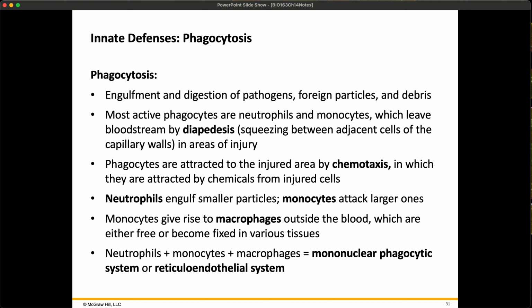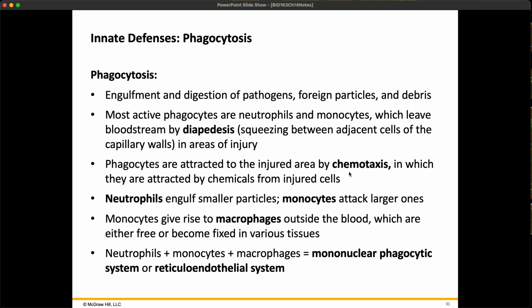And then phagocytosis. This is accomplished by a couple of different types of cells. It's when you're engulfing and digesting pathogens, foreign particles, debris, because little cellular debris can be a way for some pathogens to get nutrients or the resources they need to replicate. And so keeping things clean and tidy makes sure that doesn't happen. The most active of phagocytes are your neutrophils and your monocytes. The monocytes will leave the bloodstream through diapedesis and rest in tissues, and then they become macrophages and can be specialized to that tissue area.